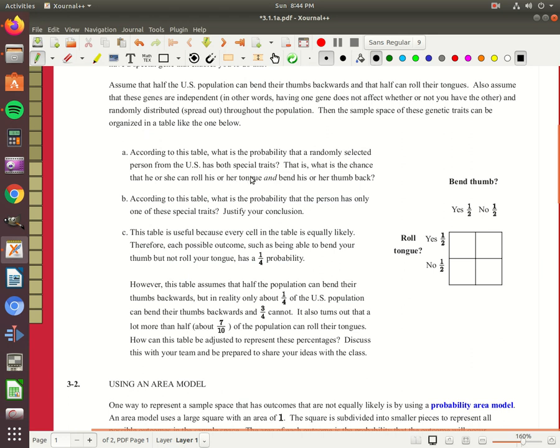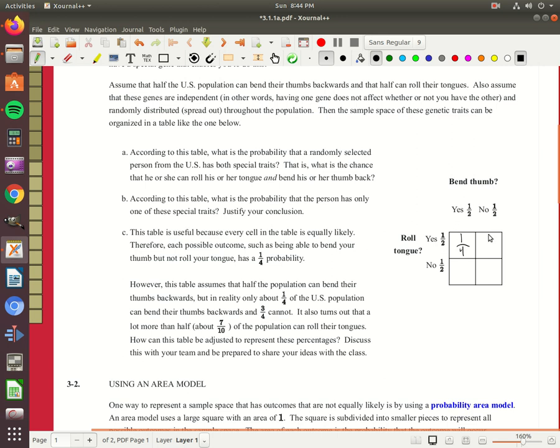So according to this table, what is the probability that a randomly selected person from the U.S. has both traits? Well, that is, what's the chance that he or she can roll his tongue and bend his or her thumb back? Can you bend your thumb? There's a 1 in 2 chance here. Can you roll your tongue? There's a 1 in 2 chance here. So we need to multiply the numerators. 1 times 1 is 1. And we're going to multiply the denominators. 2 times 2 is 4. So there's a 1 in 4 chance that you can bend your thumb and roll your tongue.